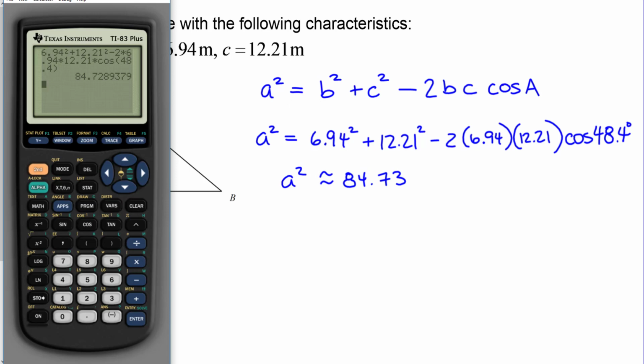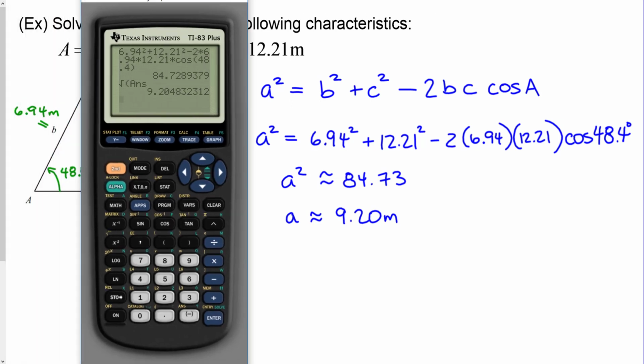84.73. I'm just going on the calculator and I'm going to hit second square root. So if you hit the x squared key with the second, you'll get a square root. And then I'm going to hit second and the negative, which gives me the word ANS, standing for answer. So it's going to give me the square root of the previous answer. So this way, without doing rounding, I will have the most accurate answer I can get. You definitely want to avoid rounding until your final result. All right, so that gives me A as about 9.20 meters.